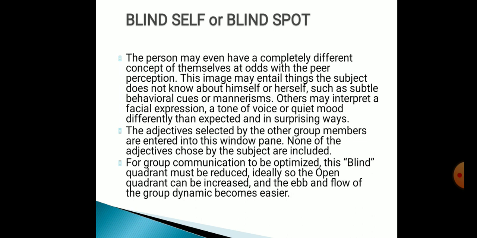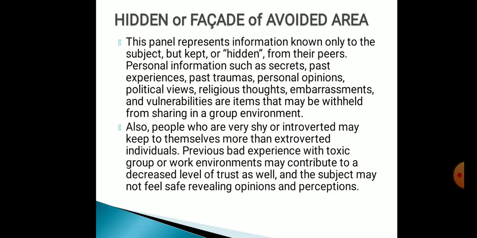For group communication to be optimized, the blind quadrant must be reduced, ideally so the open quadrant can be increased and the ebb and flow of the group dynamic becomes easier. Hidden or avoided area. These panes represent information known only to the subject but kept hidden. From these areas, personal information such as secrets, past experiences, past trauma, personal opinions, political views, religion, thoughts, embarrassments, and vulnerabilities are items that may be withheld from sharing with others in a group environment.